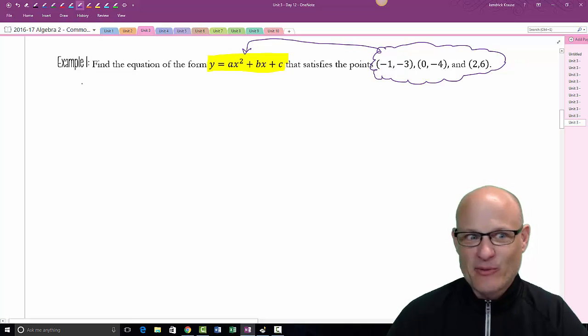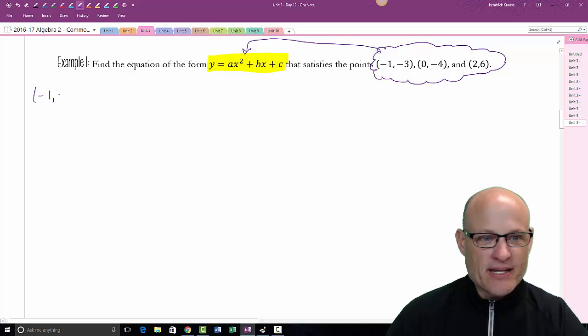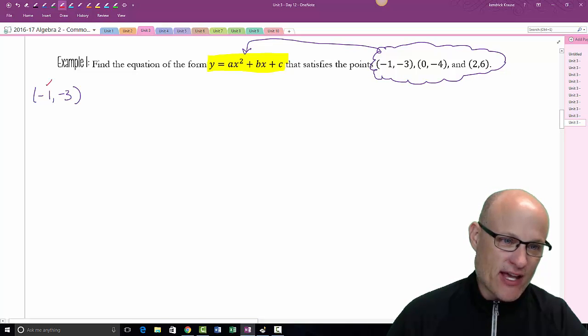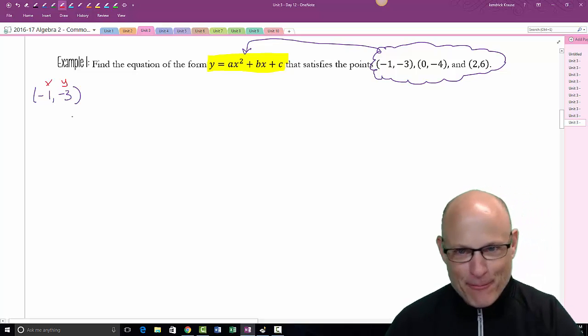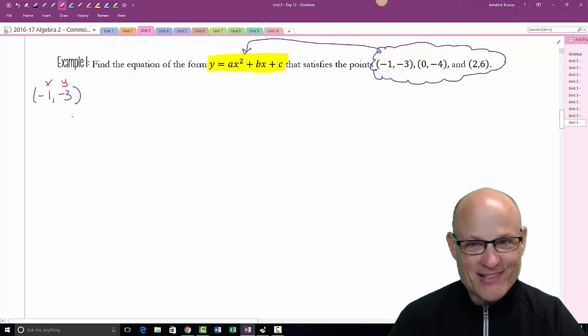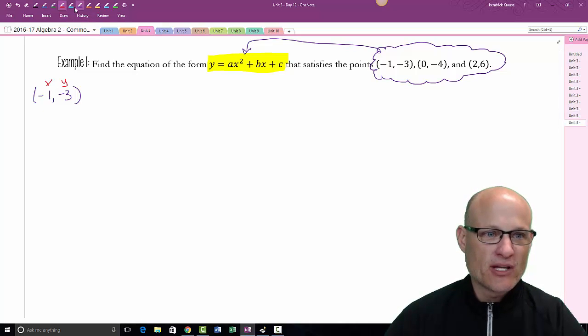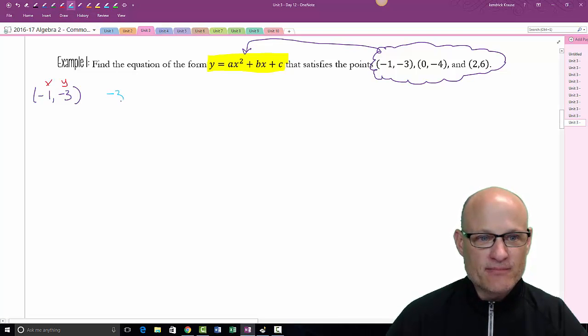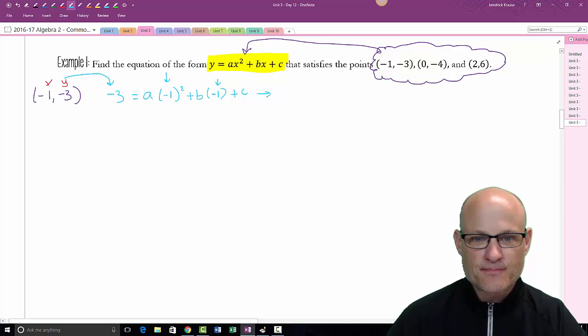So we'll just get started, because that's what we do. The first point is -1, -3. Now, I shouldn't have to tell you this is x and this is y. So when I plug in, we're not plugging in for a, b, and c. We're plugging in for x and y, okay? So let's do this. Y is -3, which is equal to a times -1 squared plus b times -1 plus c. So again, the y goes in for y, and then the x, these are x's. All right, let me clean this up. I get -3 equals, now -1 squared is just 1, so that's just a minus b plus c. So there's equation 1.